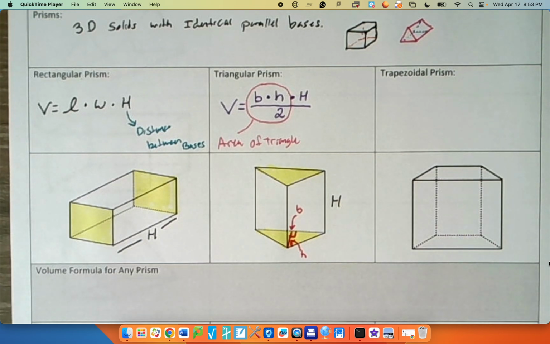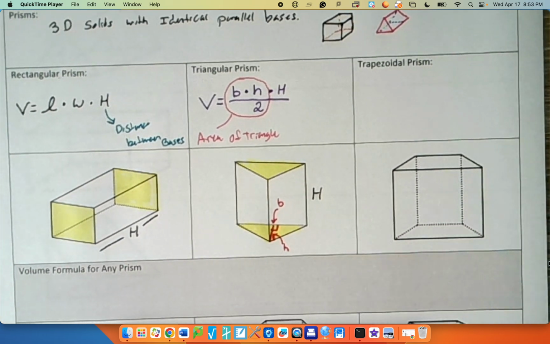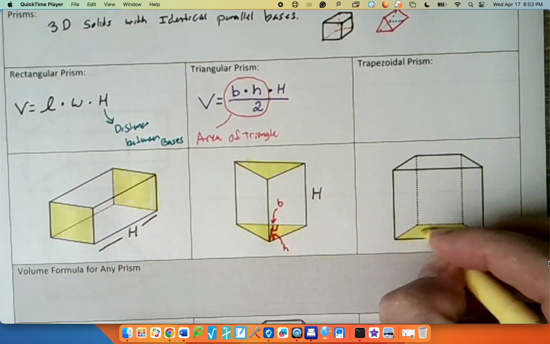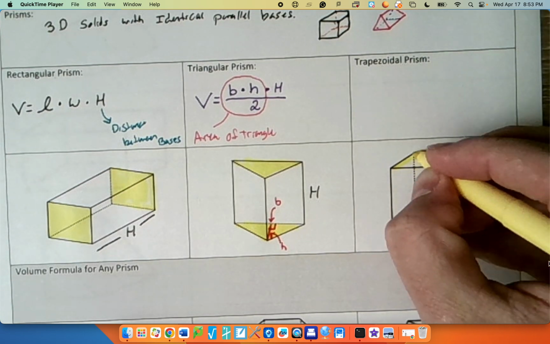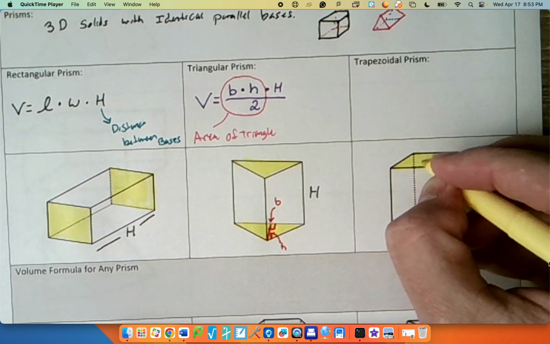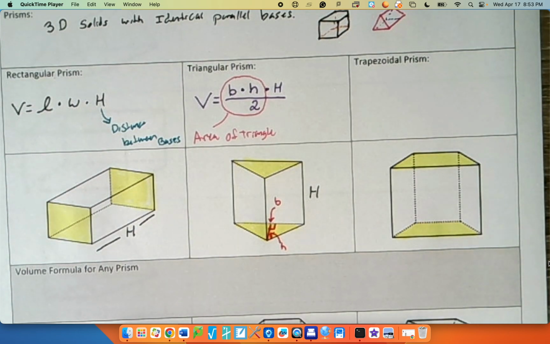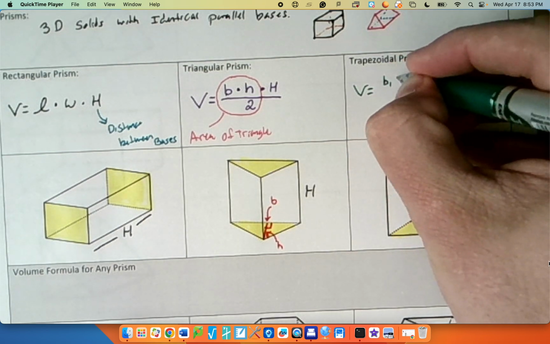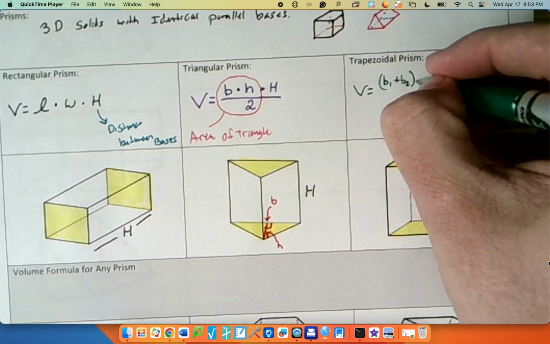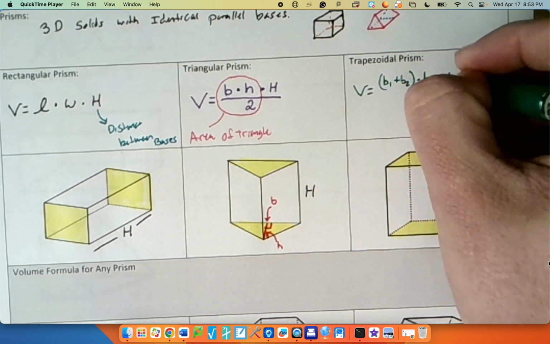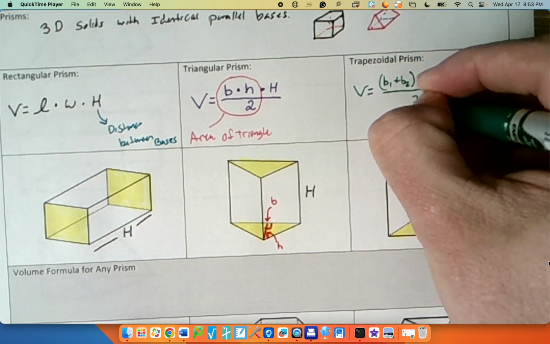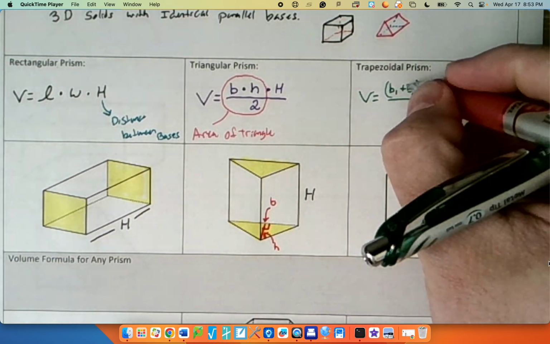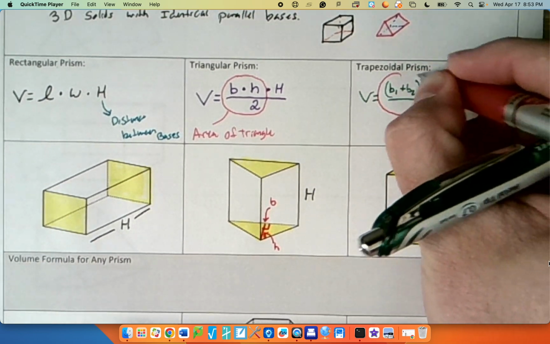The next one, trapezoidal prisms. They're called trapezoidal prisms because we've got a nice trapezoid on one side. And we have a nice trapezoid on the other. To find the volume of one of these, we have to do base 1 plus base 2 times little height times big height divided by 2.